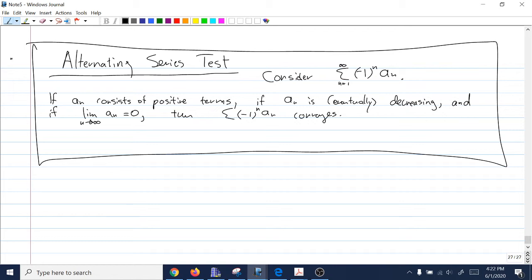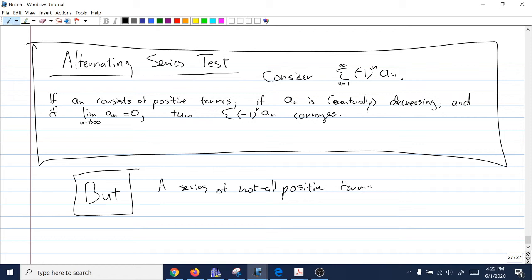That's the alternating series test. But I haven't shown you the weird part. An alternating series, or a series of not all positive terms, can converge to the wrong thing.